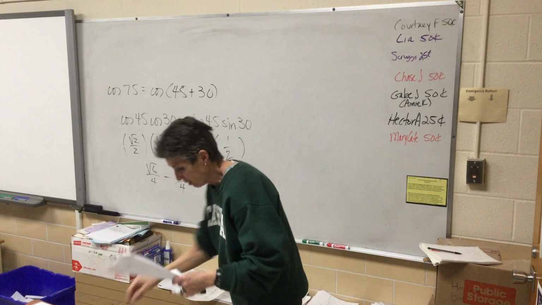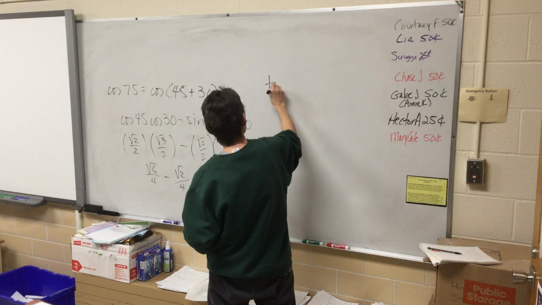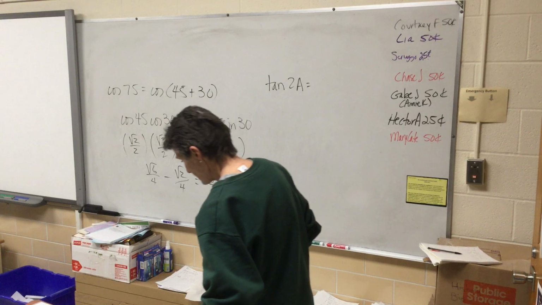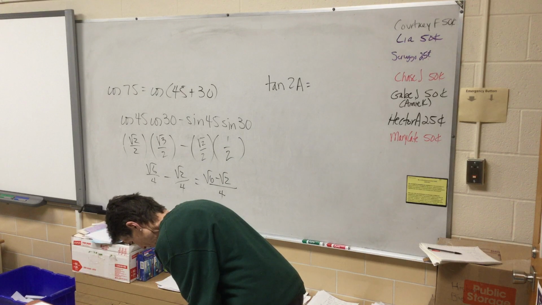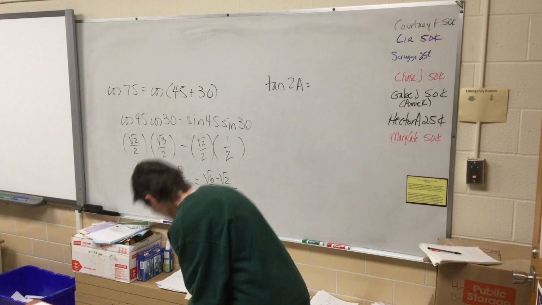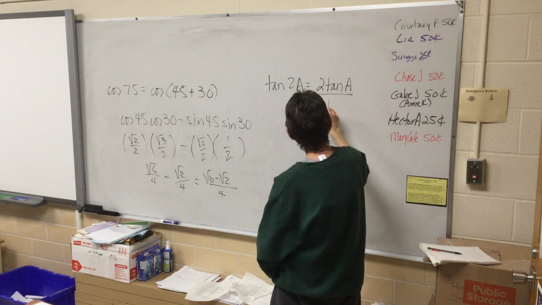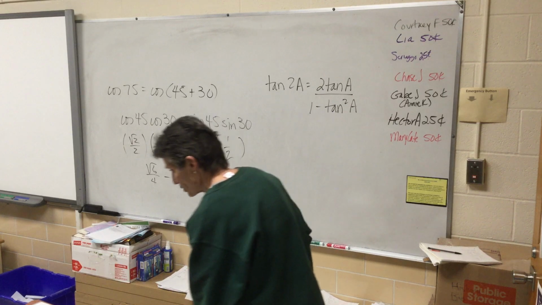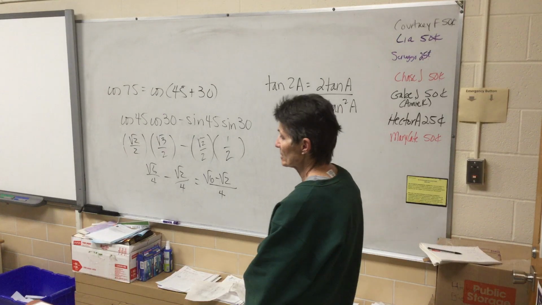All right, I want to do B also. B says find the tangent of 2A. So that's a memorized formula. Anybody have it memorized yet? Want to show off? What's the tangent of 2A? It's 2 tan over 1 minus tan squared. Is that what you said? That's the formula. Good job. 2 tan over 1 minus tan squared. That's your double angle tangent.